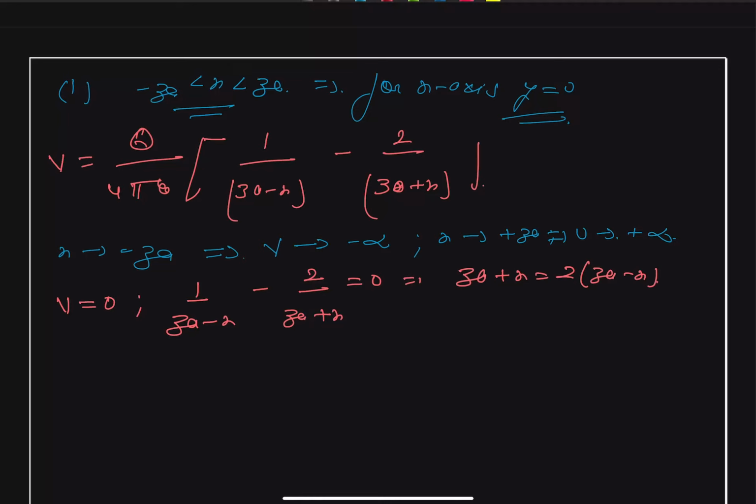So from here we get 3a plus x is equal to 6a minus 2x, and this comes as minus 3a is equal to minus 3x, which gives us that x is equal to a. So our potential V will be equal to 0 when x is equal to a.